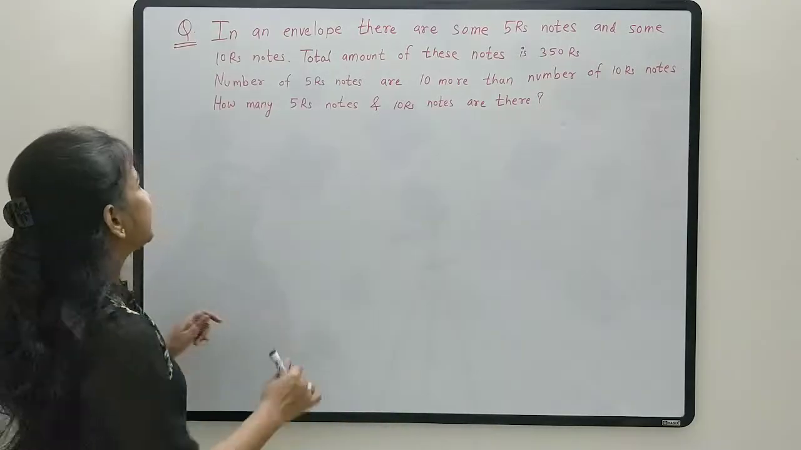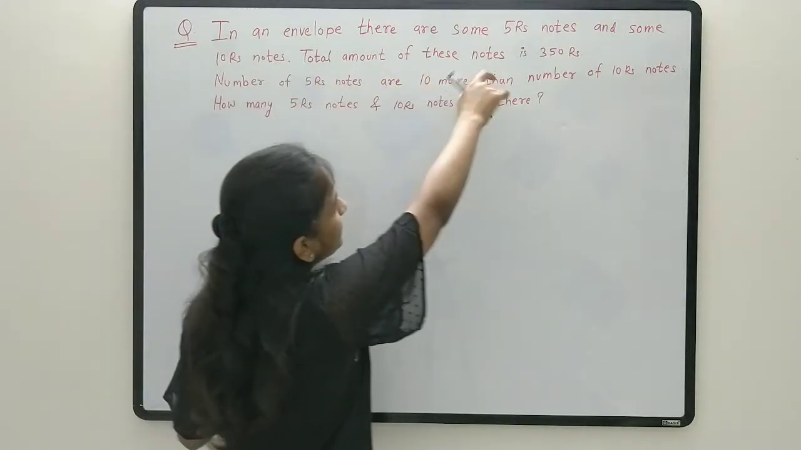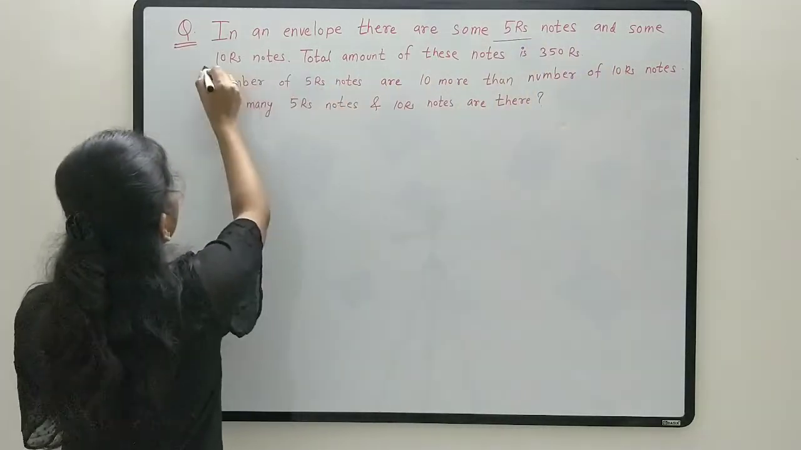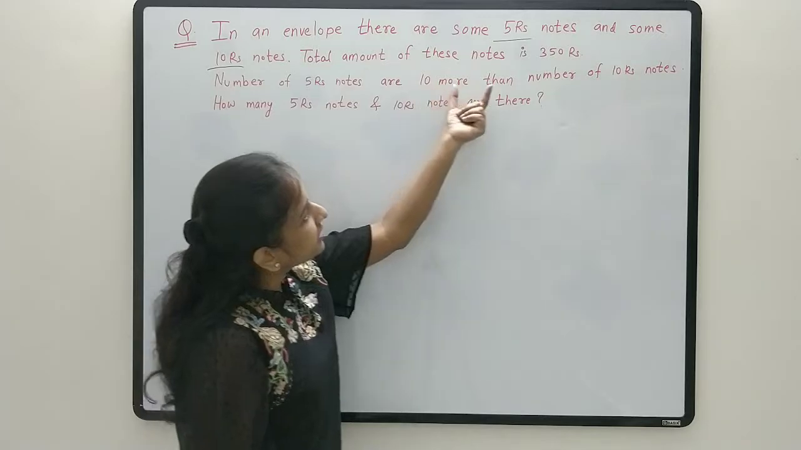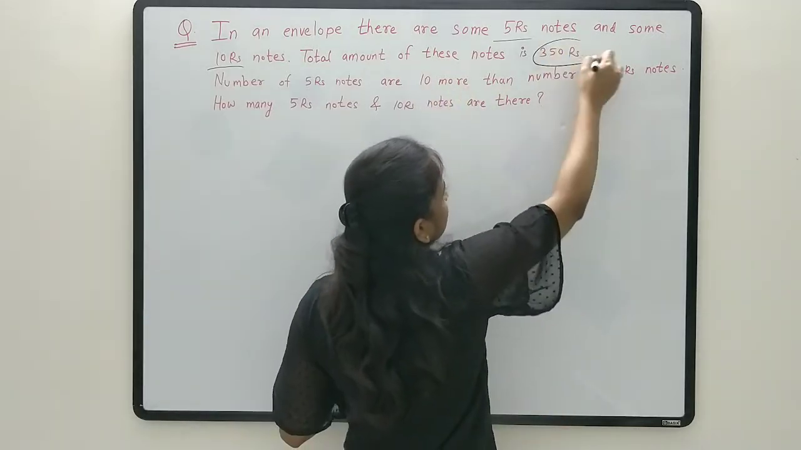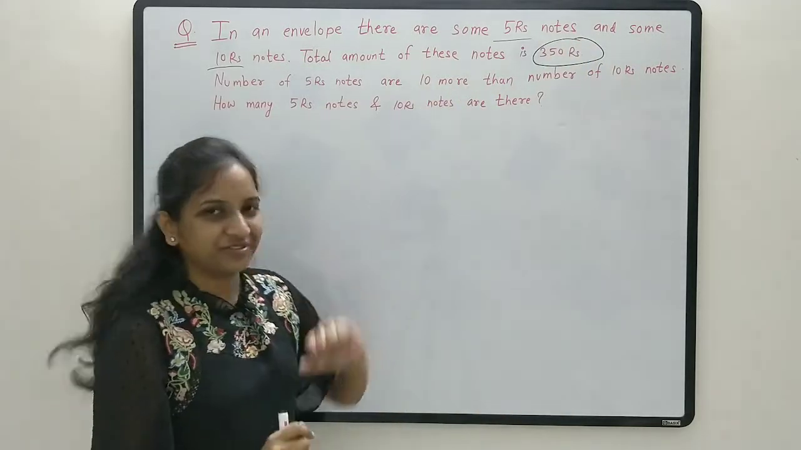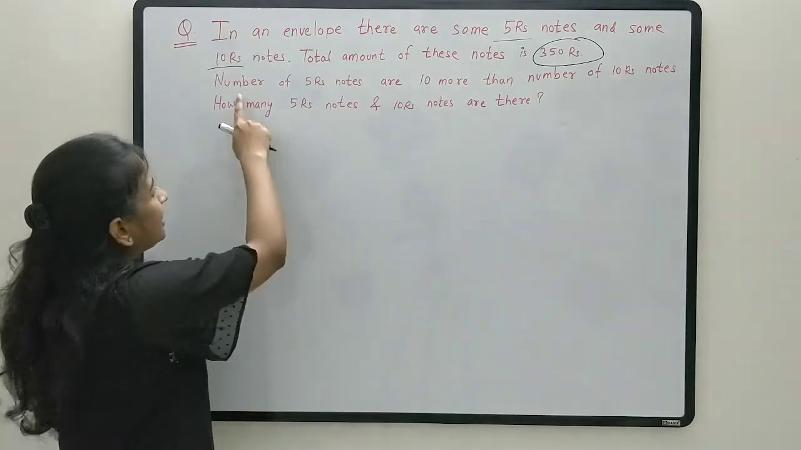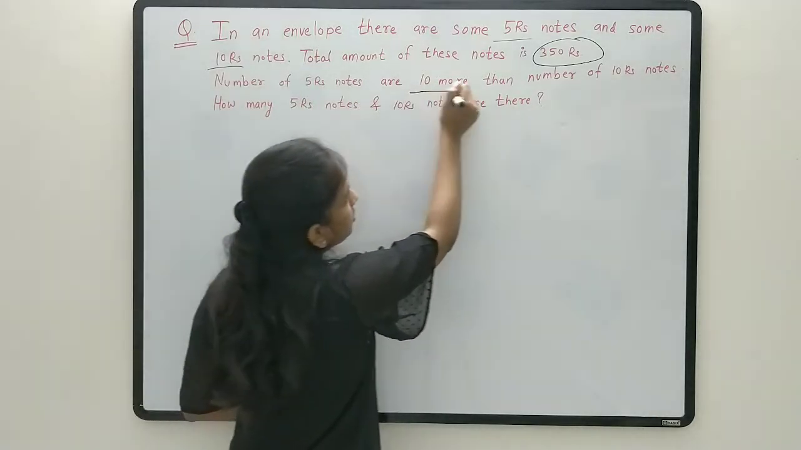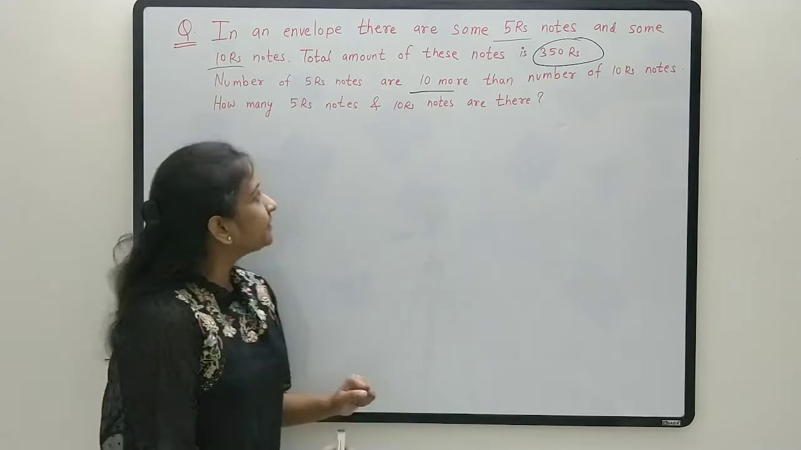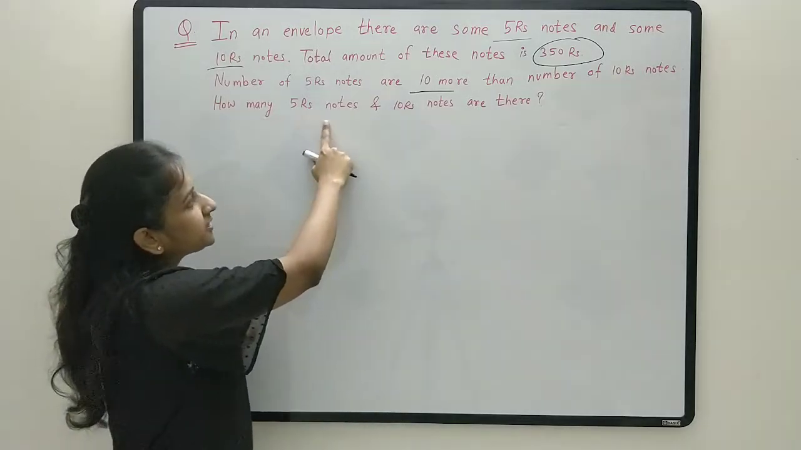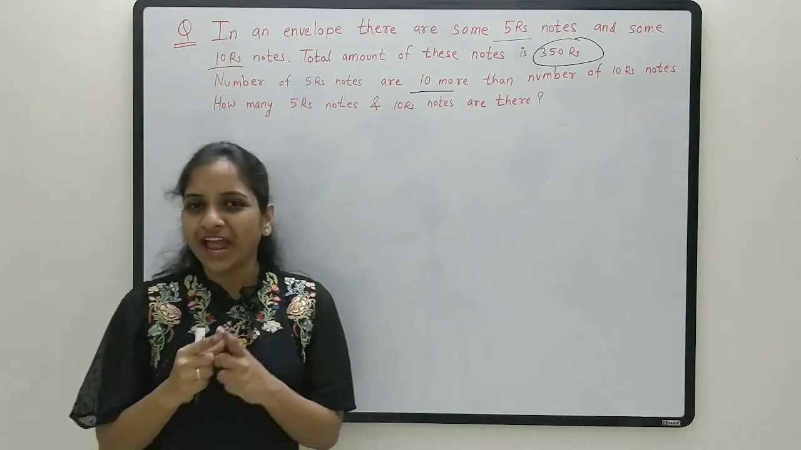Here the example is, in an envelope there are some 5 rupee notes and some 10 rupee notes. Total amount of these notes is 350 rupees. Total amount in an envelope is 350 rupees. Okay. Number of 5 rupee notes are 10 more than number of 10 rupee notes. Then how many 5 rupee notes and 10 rupee notes are there in the envelope, that we have to find here.